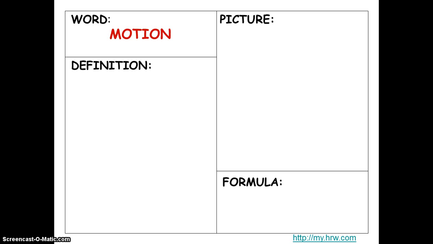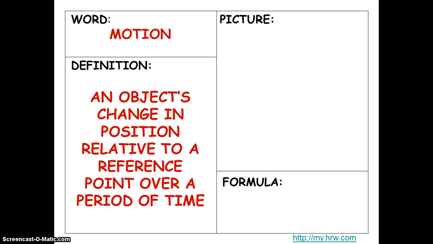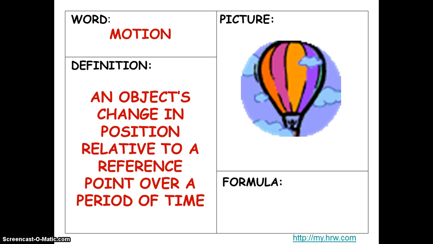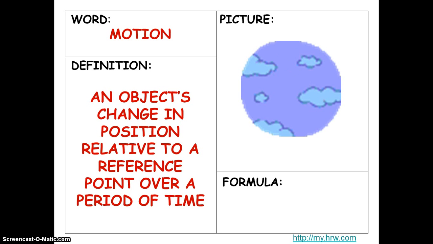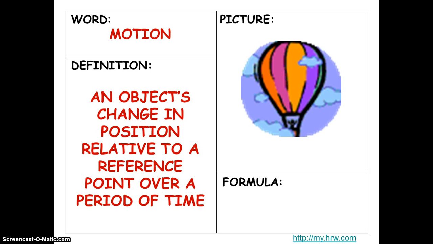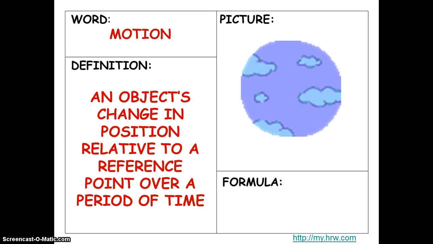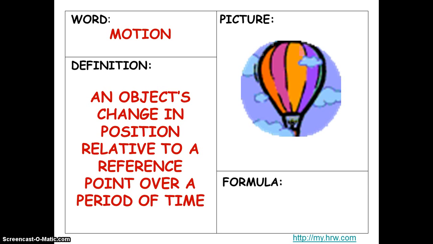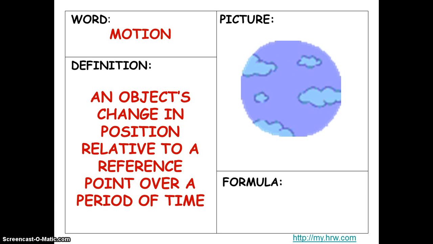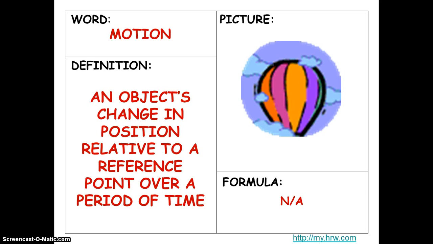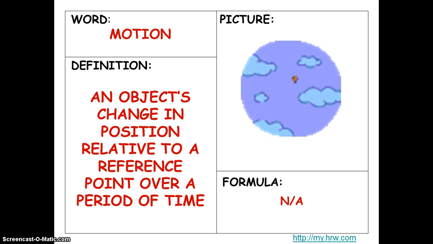Motion is your first word. The definition of motion is an object's change in position relative to a reference point over a period of time. Now, you're going to draw a picture. You can draw whatever picture you want to. This is just an example of motion. Remember, draw something that's going to help you remember what motion actually is. Now, formula, there's not a formula for motion. So, we'll put NA, which means not applicable. Basically, it means there's not one.